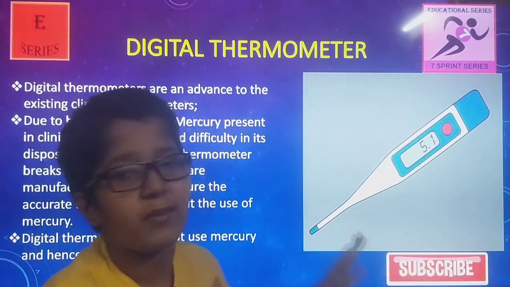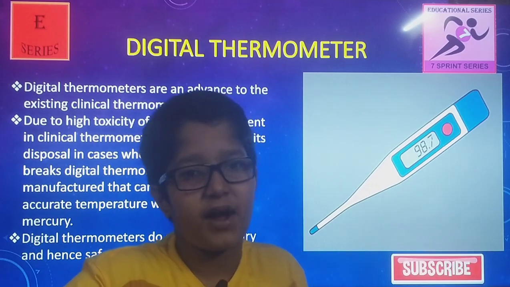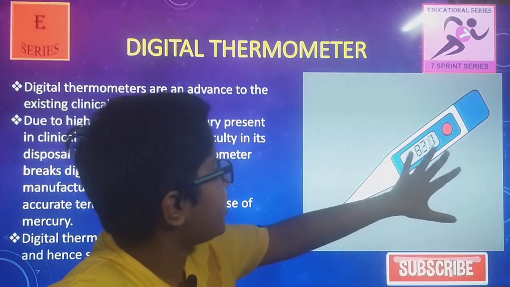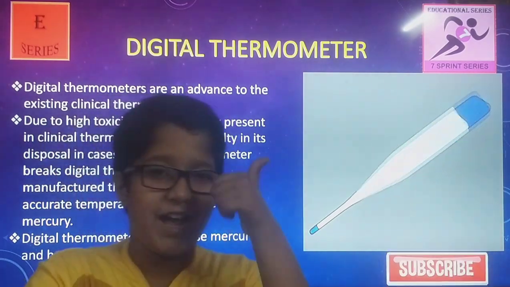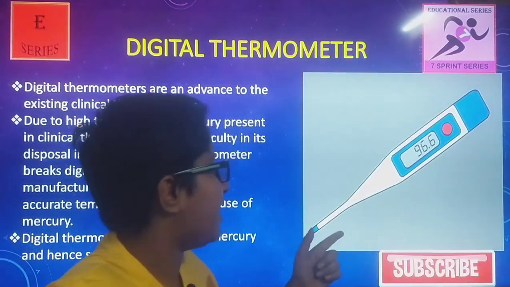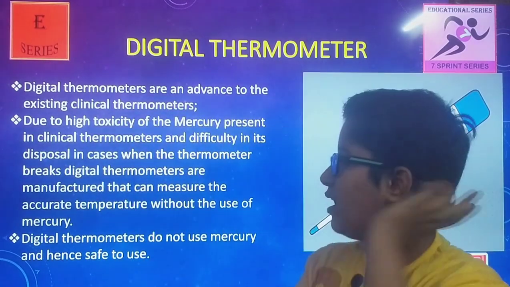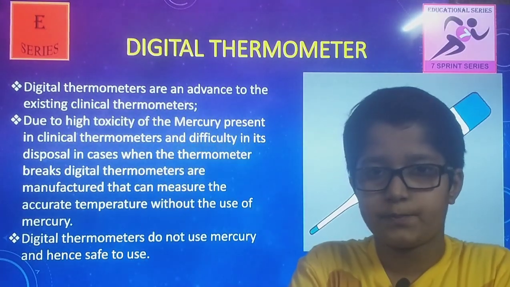So it does not use mercury, the first advantage. And the second advantage, you don't have to hunt for the reading. It just shows you the readings as well as the points. So it is as easy to use as it is stylish to look at. So let's learn more about it.